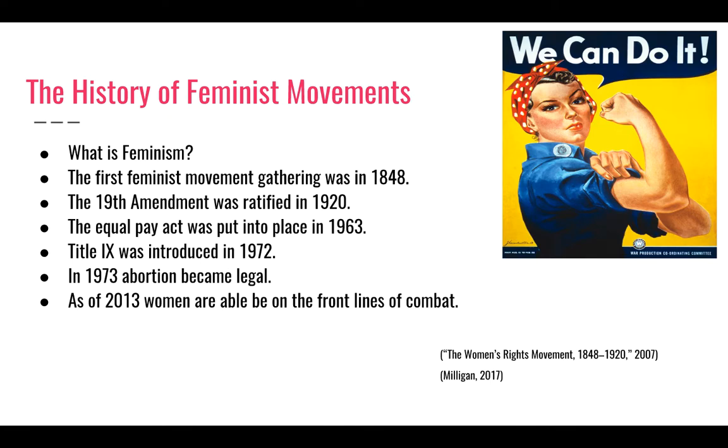Now, some of the movements. The first feminist movement gathering was in 1848. This gathering was held in New York, where it was organized by Elizabeth Cady Stanton. About 100 people attended this gathering, while Stanton drafted a declaration similar to the one of the United States that preached women's suffrage.